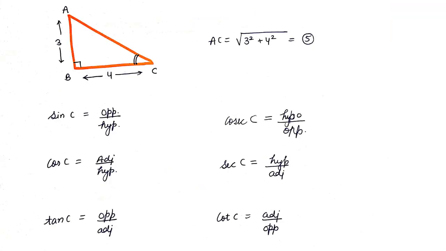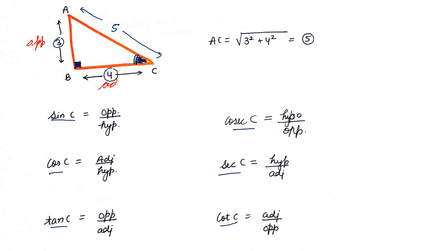Let's go to the next question. The second question: again I am taking the same right angle triangle, but this time we need to find all the 6 trigonometric ratios with respect to angle C. First of all, this side is given as 3 centimeter and this as 4 centimeter. First I will find the length of AC, which you will get as 5. Correct. Now figure out which is the opposite side and which is the adjacent side, everything with respect to angle C. So this will be the opposite side.